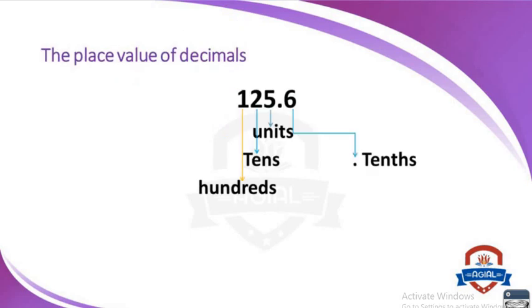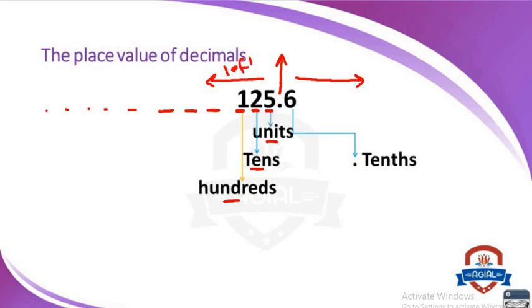The place value of decimals. For example, I have the number 125.6. I have two parts, separated by the decimal point: a part to the right and a part to the left. I'll start first from the left. The first digit is the units place, the second digit is the tens place, the third digit is the hundreds place, and so on: thousands, ten thousands, hundred thousands, and so on. That's for the left of the point.